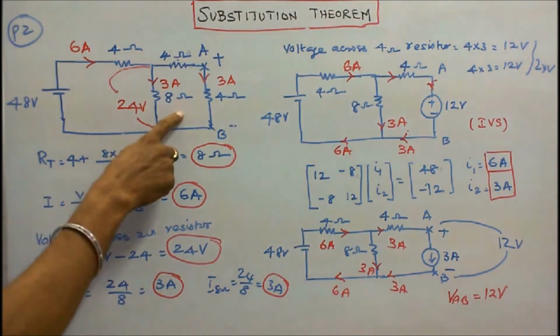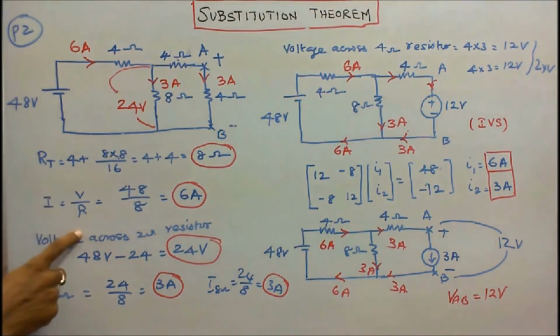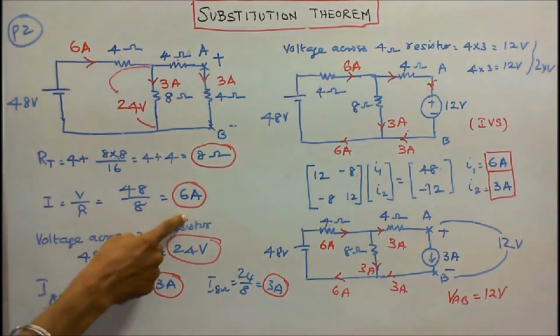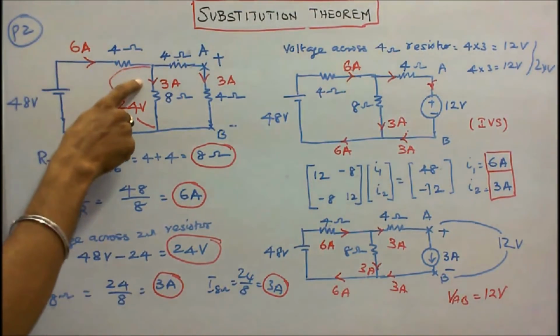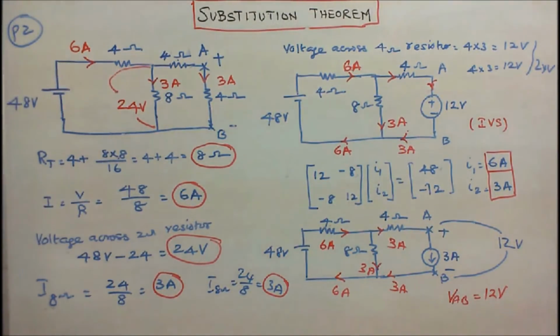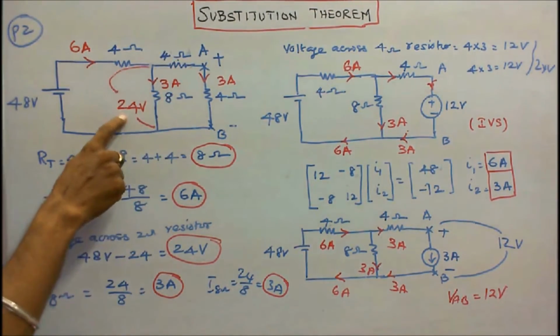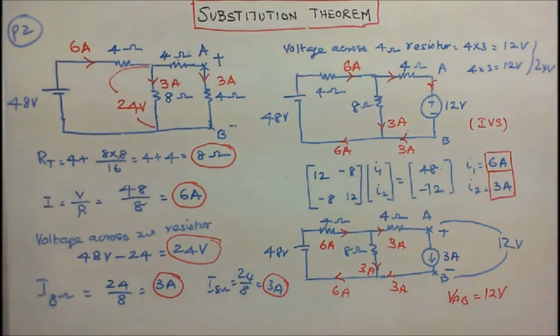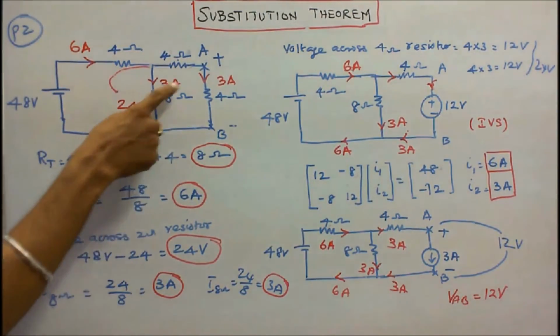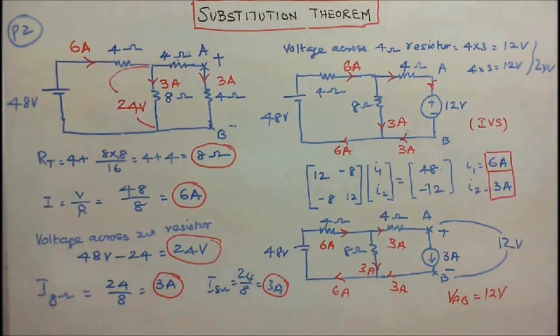Once I know the total resistance, I can calculate the current. I is equal to V by R, that is 48 divided by 8, that is equal to 6 amps. So the current flow in the 4 ohm resistor is 6 amps. The voltage drop in the 4 ohm resistor is 4 into 6, that is equal to 24 volts. The voltage across the 8 ohm resistor is 48 minus 24, that is equal to 24 volts. So the current flow in the 8 ohm resistor is 24 by 8, that is equal to 3 amps. Similarly, 24 by 8 is equal to 3 amps. The current towards the junction is 6, and the current leaving the junction is 3 plus 3, which is equal to 6 amps. Kirchhoff's current law is verified.